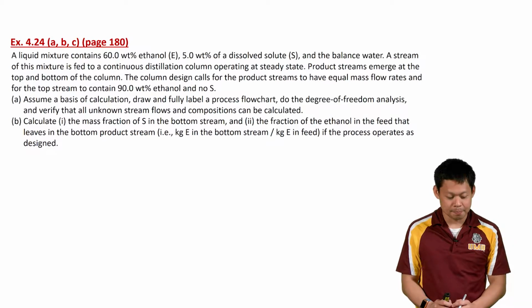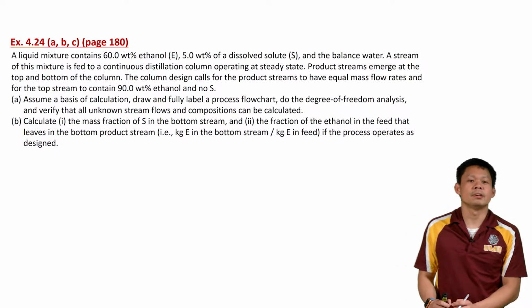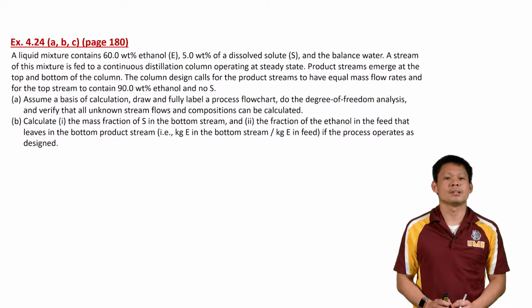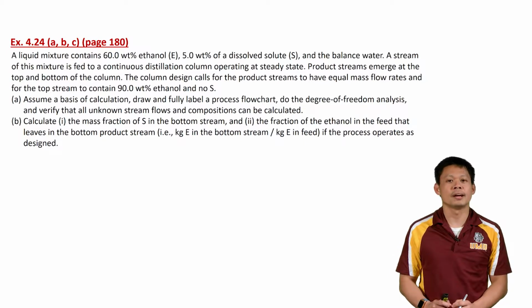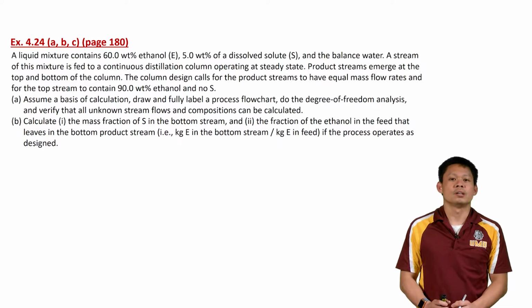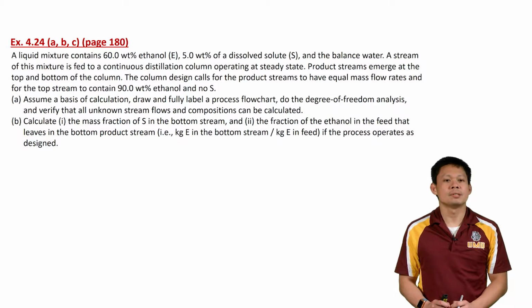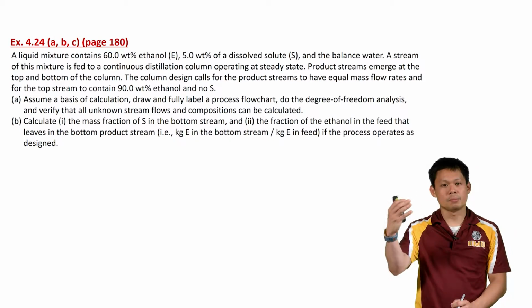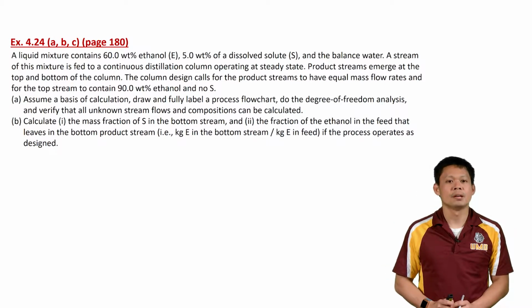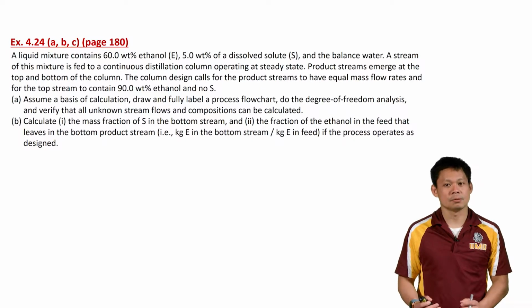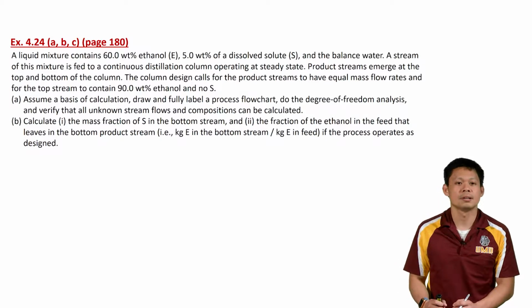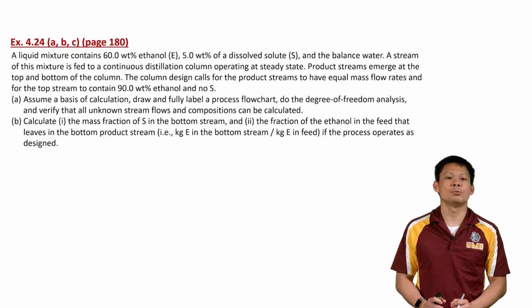along with this example. In this example, we have a liquid mixture that contains 60 weight percent ethanol, 5% solute, and the balance is water. We are told that a stream of this mixture is going to be fed to a distillation column operating at steady state. Product streams emerge at the top and bottom, so we have a top stream emerging and a bottom stream emerging. We have a column design that calls for the product streams to have equal mass flow rates, so that's a process specification given to us. And the top stream should contain 90 weight percent ethanol and no solute.